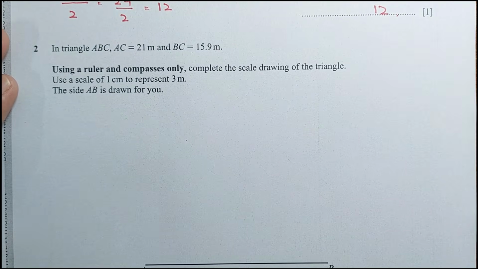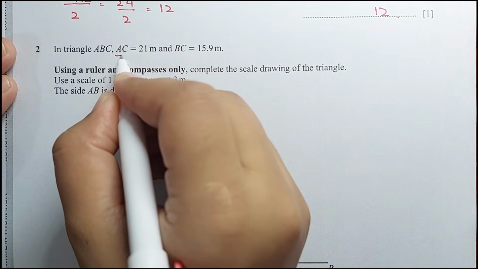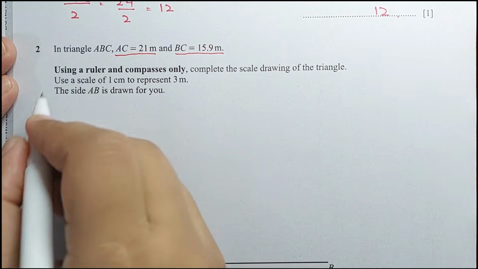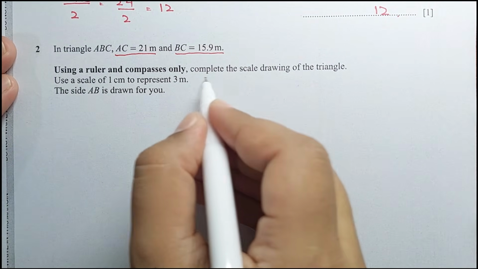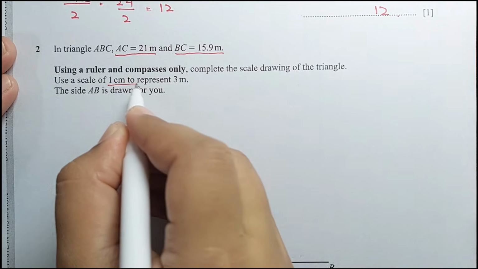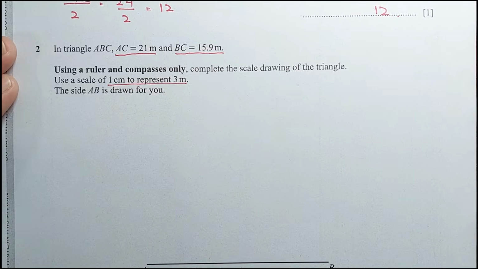Question number 2, in triangle ABC, we are given AC, which is 21 meters, and BC, which is 15.9 meters. Use a ruler and compass only. Complete the scale drawing of the triangle. Use a scale of 1 centimeter to represent 3 meters. The side AB is drawn for you.